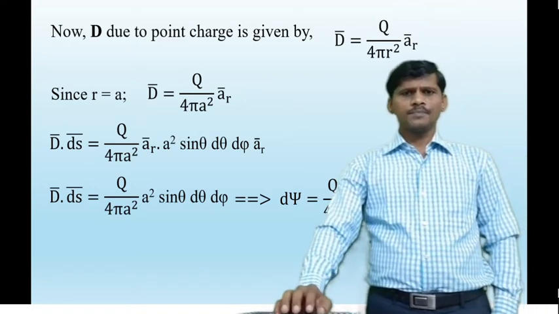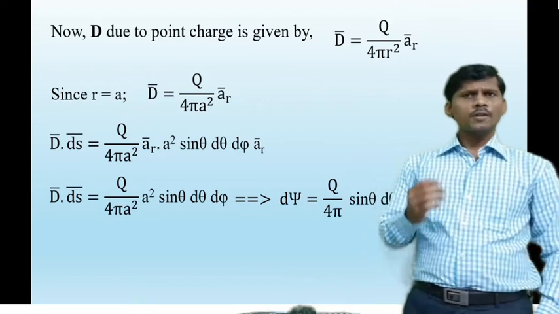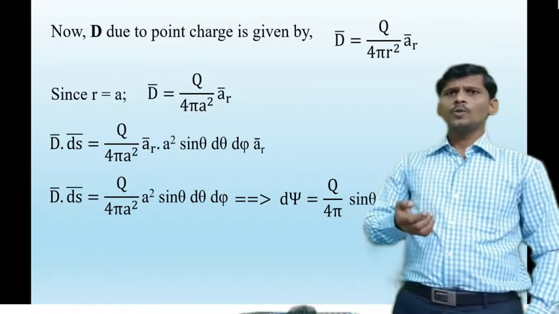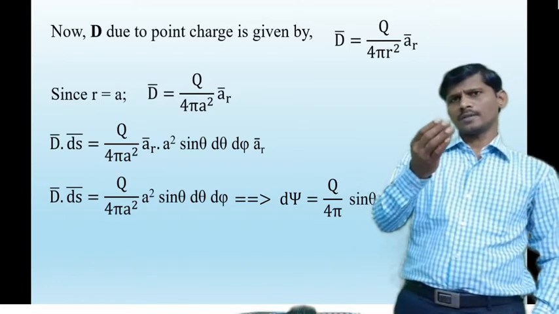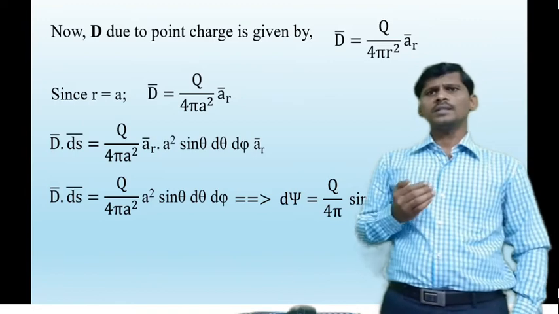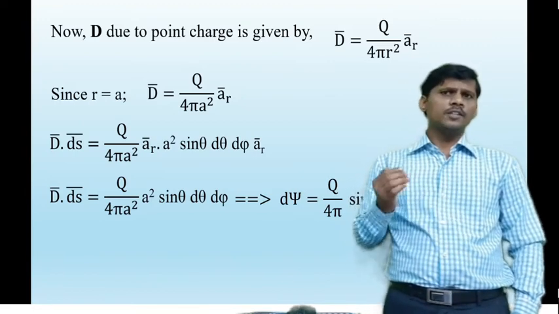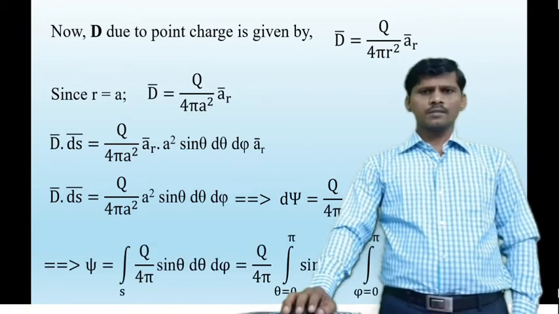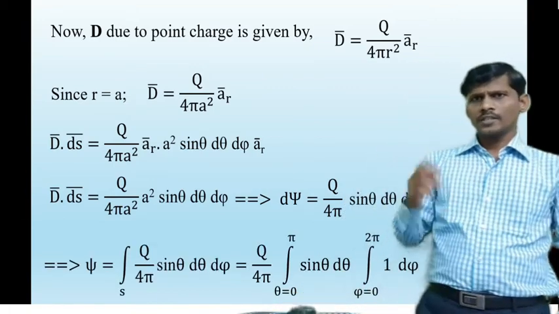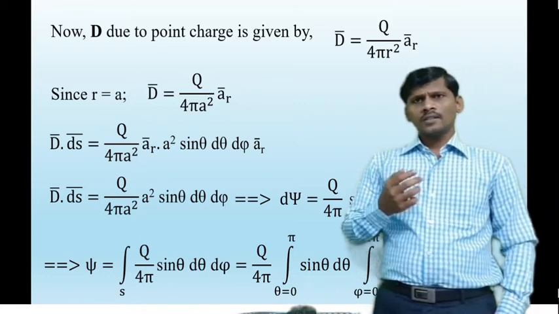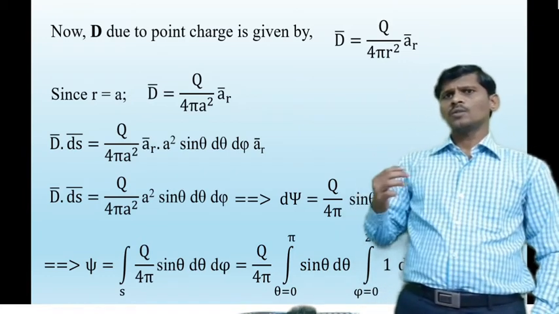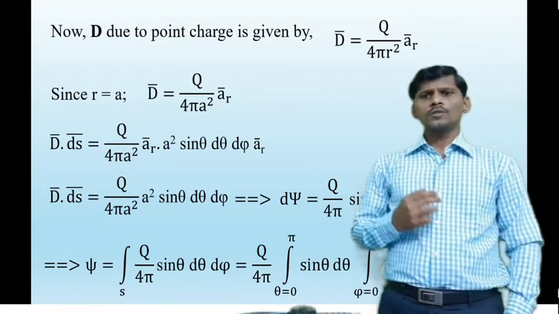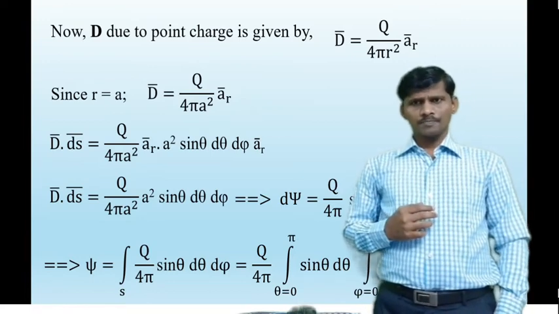So what is the LHS term? D bar dot dS bar, that is d psi. d psi is the total flux passing through the surface, equal to the product of the electric flux density and differential surface area. So D bar dot dS bar is d psi. Calculate the total flux. So take the closed surface integral on both sides. The total flux psi is equal to the closed surface integral of the RHS term.